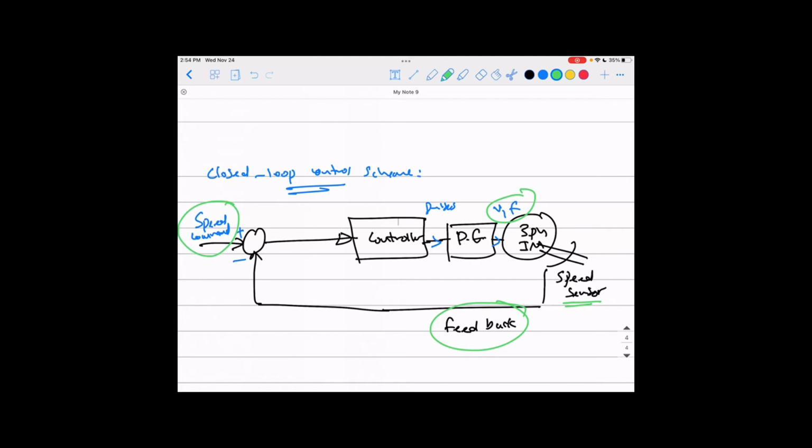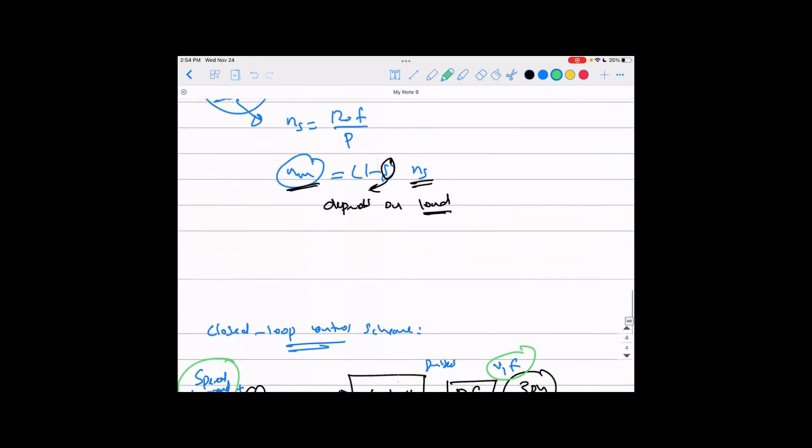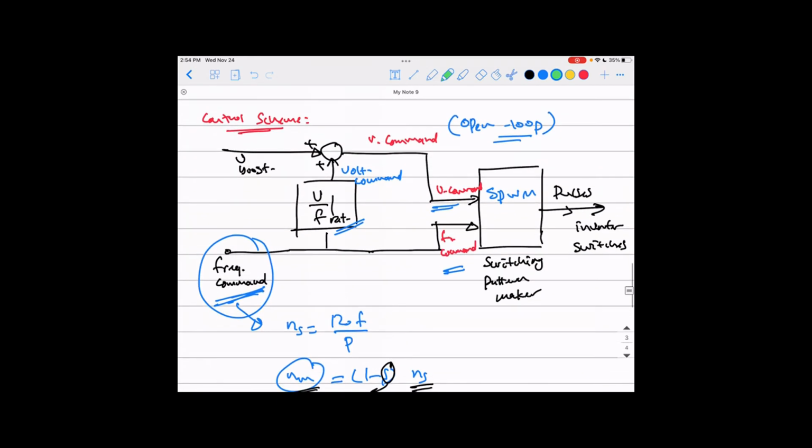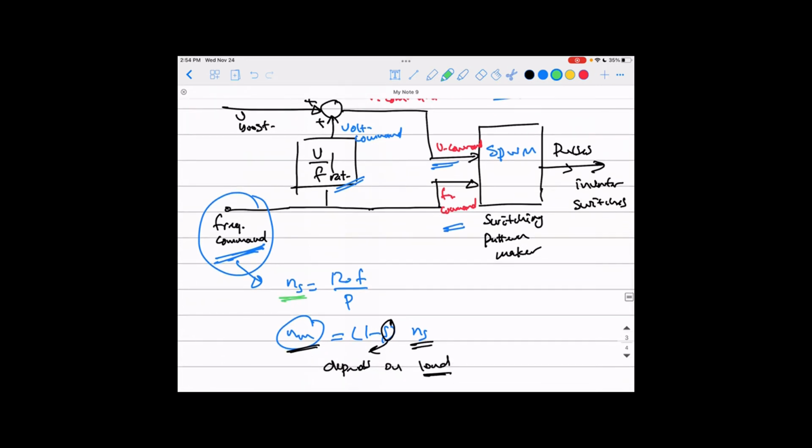So it's a more complicated scheme, and it requires a speed sensor that senses your speed, but you use this if you need your speed to be fixed at whatever speed you want. Here you're directly controlling the mechanical speed, but in the open loop we're just controlling the frequency, and this controls the synchronous speed. And you know, the slip is changed by the load, and this will change the mechanical speed even if you are fixing your frequency command.